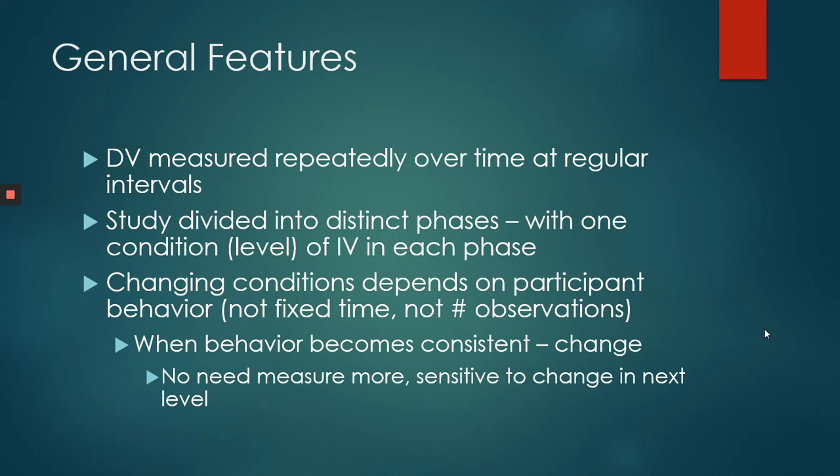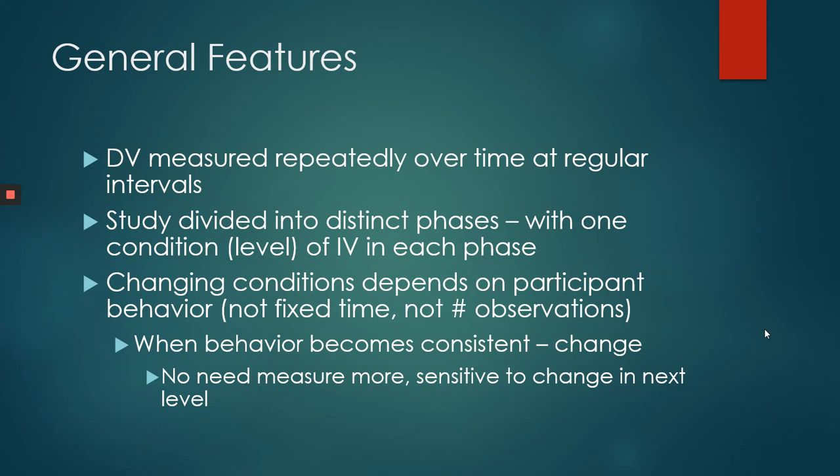And then basically, you consider it a within subjects design. So you're changing conditions or levels, and you change that based on the participant's behavior. You don't say, I'm going to measure the DV in this phase for a week, and then I'll do the next thing for a week. You don't do that. You do it when essentially the behavior becomes consistent. And so if you do a phase, you do some sort of change in your IV, it's typically an intervention, or you withdraw the intervention.